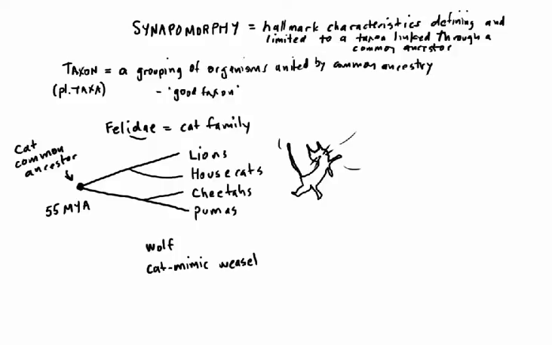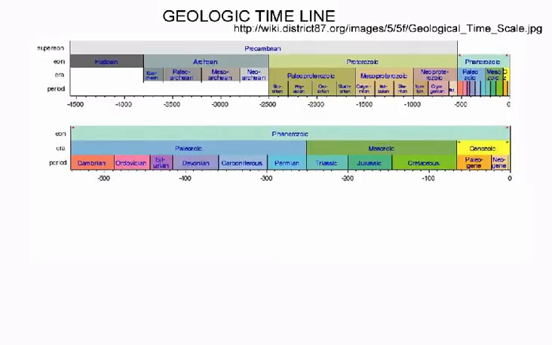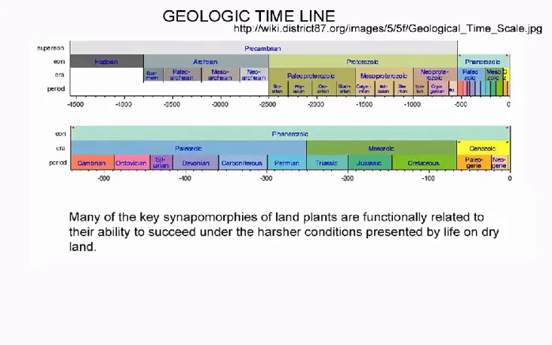Okay, so now that I've inserted this humongous word, synapomorphy, into your vocabulary, let's try using it in a sentence. And let's make the sentence meaningful for our understanding of the evolution of plants from the Ordovician period. Boom. I'll read it out loud for you. Many of the key synapomorphies of land plants are functionally related to their ability to succeed under the harsher conditions presented by life on dry land.